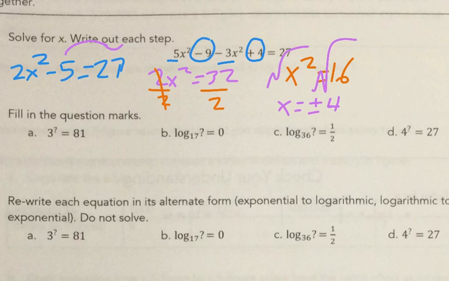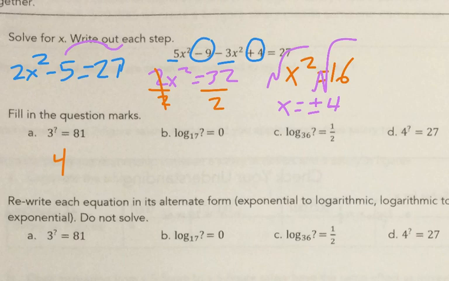3 to the question mark equals 81. What would the question mark be? 3 raised to what power is 81? Oh, gosh. When we go to the calculator, that's not a good sign. I don't know what it is off the top of my head. It's not 6. It is 4.